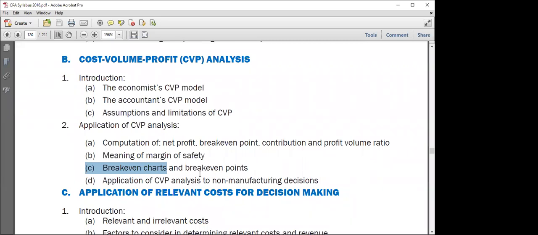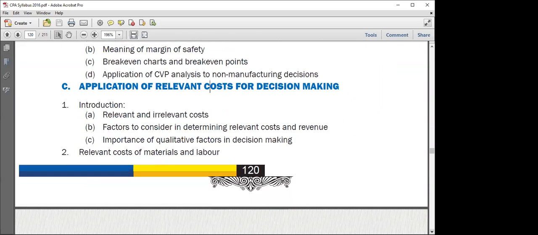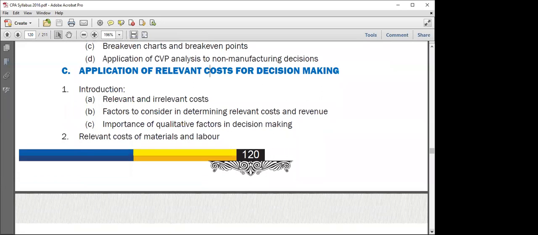Trying to understand how CVP analysis is applicable to non-manufacturing decisions. Yeah, that one we shall also do. Then we have relevant costing. This is also common to people who have done cost and management accounting before. In here, we are looking at what are relevant and irrelevant costs. Of course, relevant costs means costs that will affect a given decision. So we shall look at relevant costs as well.